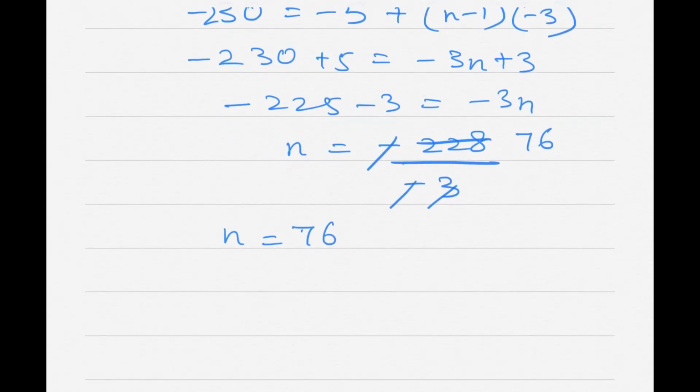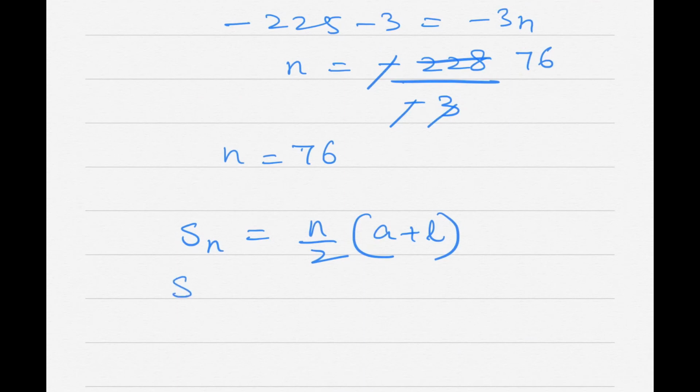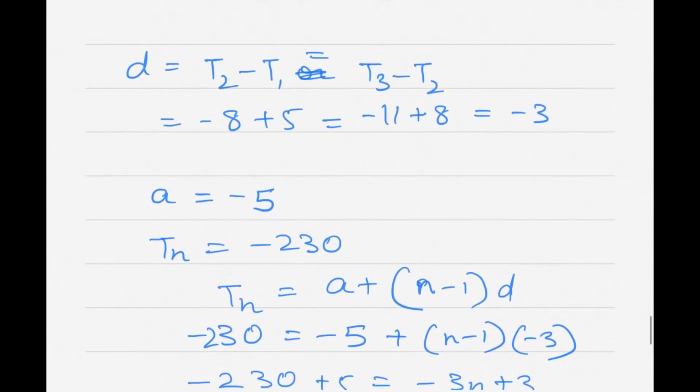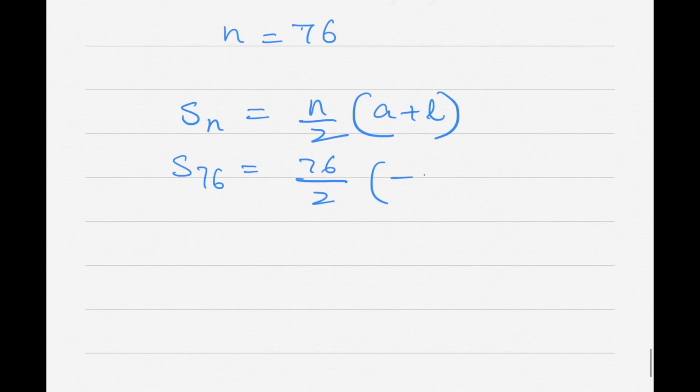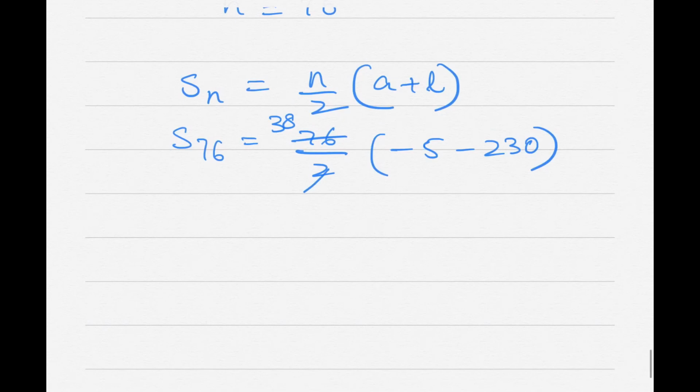Okay, now I have to find the sum. So the sum of n terms is equal to n by 2 into a plus l, and the sum of 76 terms would be equal to 76 by 2, and my a is minus 5 and l is minus 230. Minus 5 minus 230. Okay, now this would be 38. So my sum of 76 terms will be 38 into minus 235.